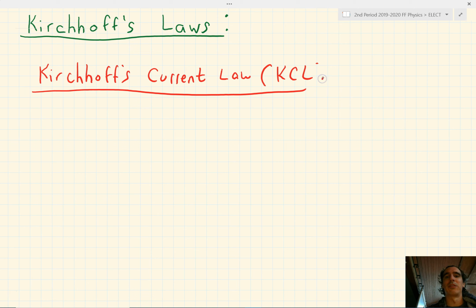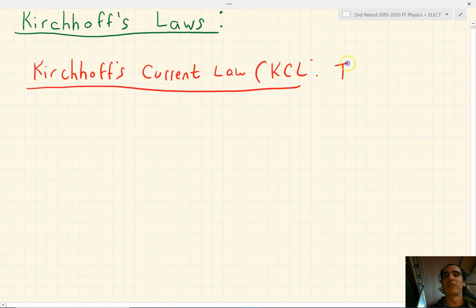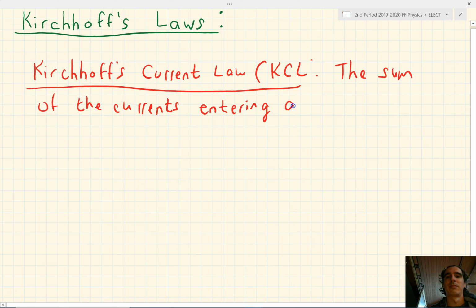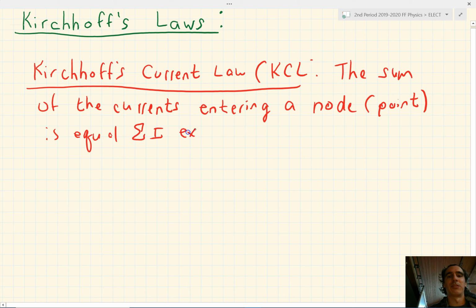All Kirchhoff's current law states is that the sum of the currents entering a node or a point is equal to the sum of the currents exiting that node.